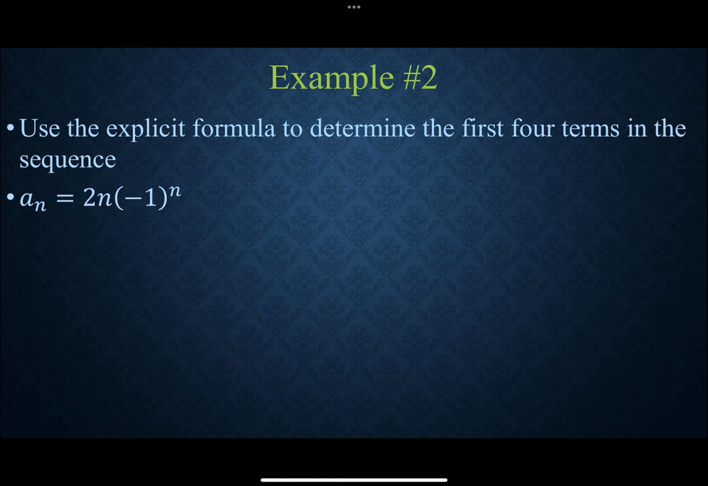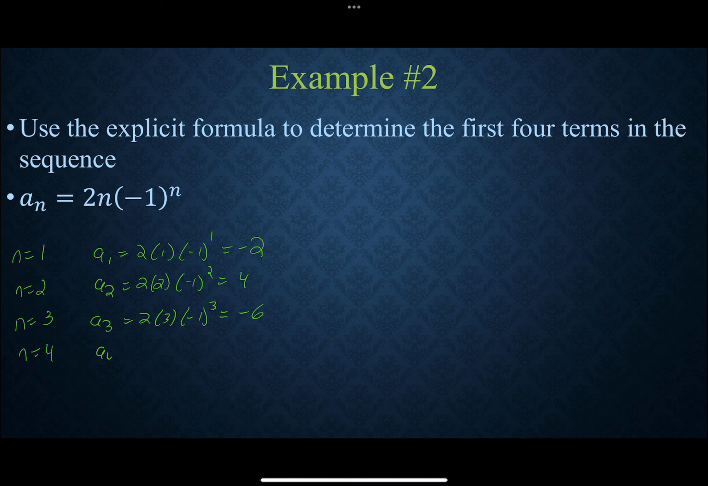Now the explicit formula is something like this right here: an equals 2n times -1 to the nth power. If we want to find the first 4 terms, we fill in n equals 1, 2, 3, and then 4 into this equation. So a1 is 2 times 1, and then -1 to the first power, which is -2. a2 is 2 times 2 times -1 to the second power, which is 4. a3 would be 2 times 3, -1 to the third power, which is -6. And then a4 would be 2 times 4, -1 to the fourth power, which is +8.